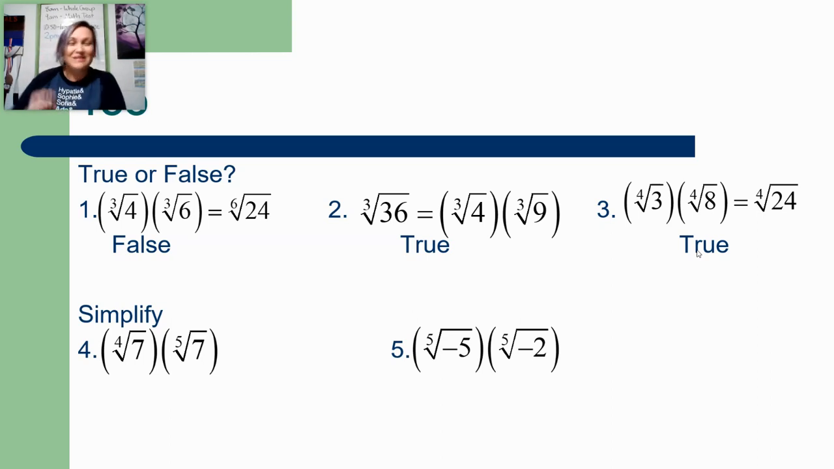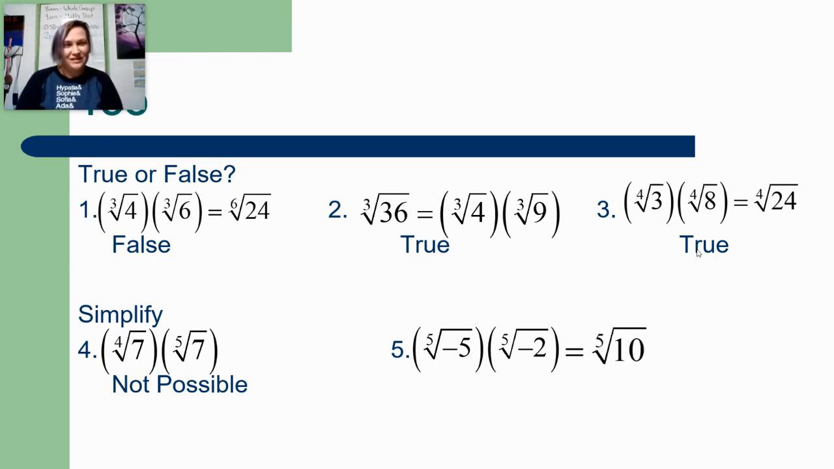With that in mind, let's take a look at numbers 4 and 5. Number 4 says simplify, but I can't simplify. That's not possible. So you can write not possible, or you could write in simplest form. So when it says simplify, you say, nope, it's already simplified. But number 4 is not possible because the indexes are different. One's a fourth root and one's a fifth root. Now, number 5, those are both fifth roots. So I can multiply them together and I get the fifth root of 10.